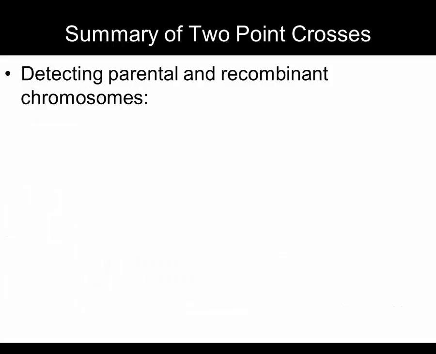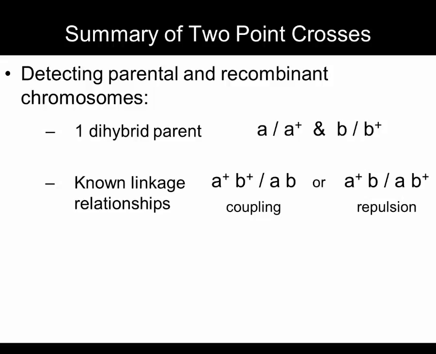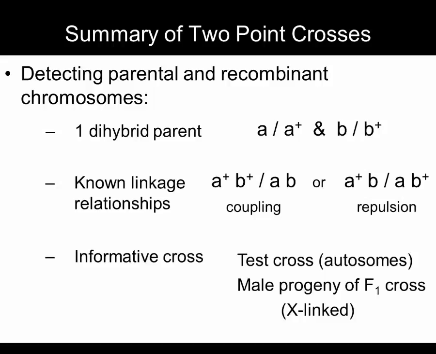To find the recombination frequency between two genes, you need a parent heterozygous for both genes, and you need to know if the genes are in coupling or repulsion. Then you need an informative cross. For genes on autosomes, you need to do a test cross, while for X-linked genes, you can just cross the F1 siblings as long as you only look at the male progeny.